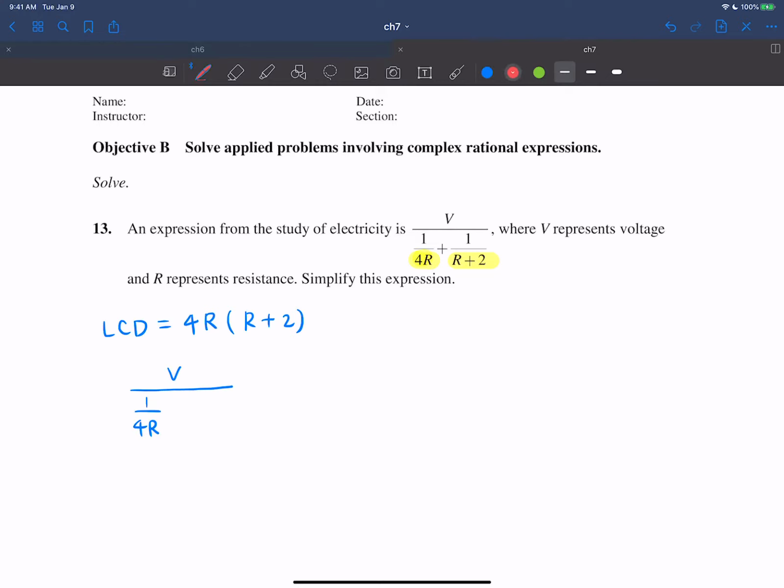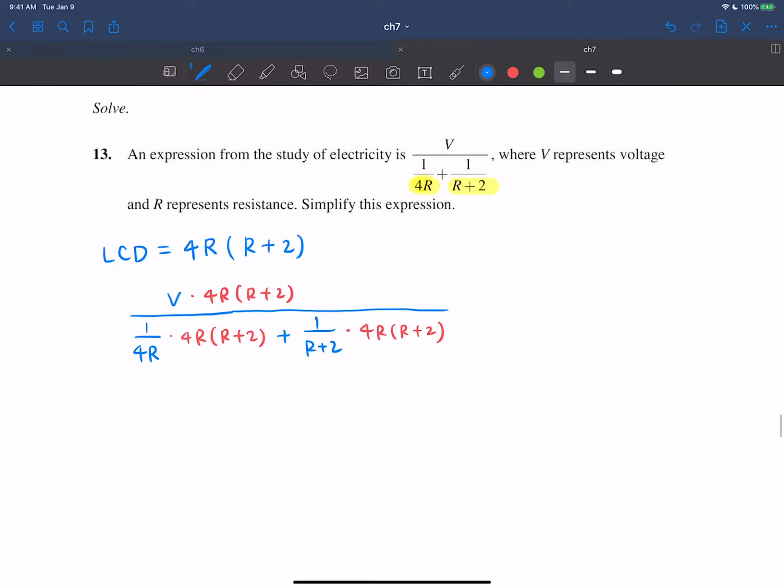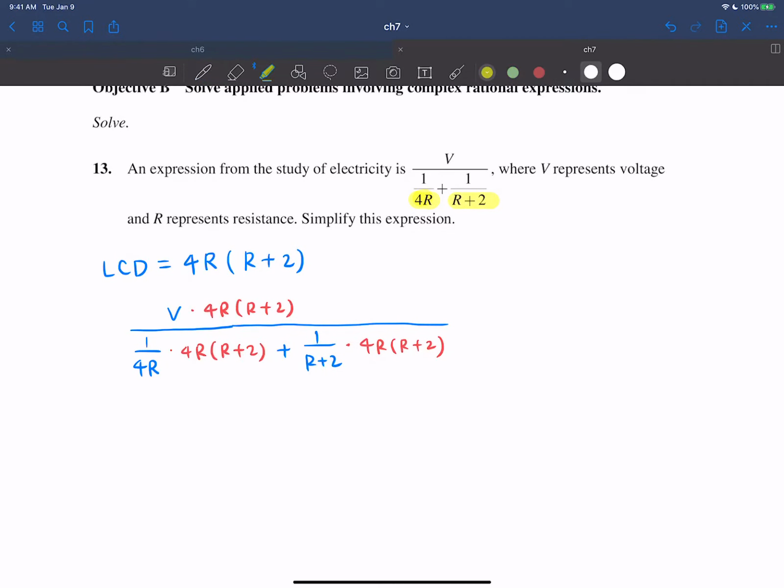So I'm going to write in red. On the top, multiply by this. On the bottom, I'm going to distribute and multiply by this LCD. Looks like I need a longer fraction bar, no problem. And then let's do some crossing. 4r and 4r, you could cross them out. r plus 2 and r plus 2, you could cross them out. And let's write down what's left after you cross everything out.